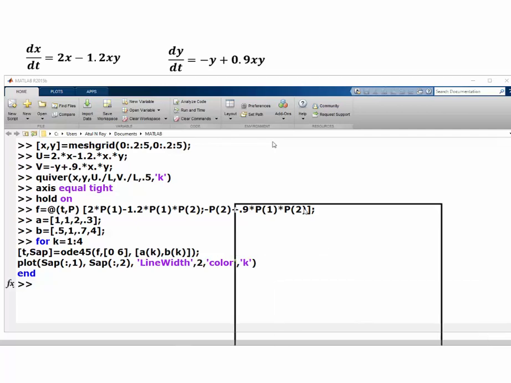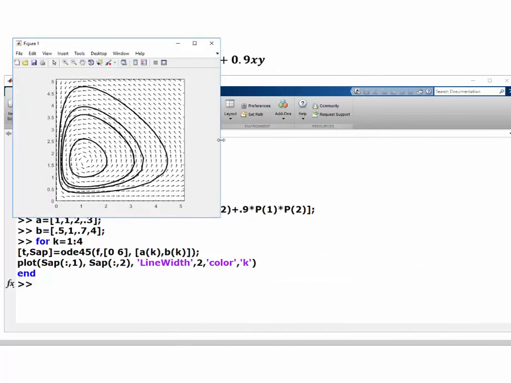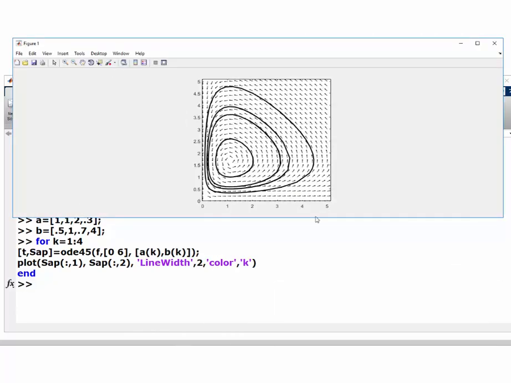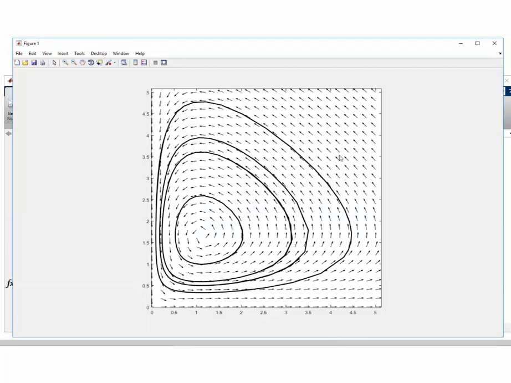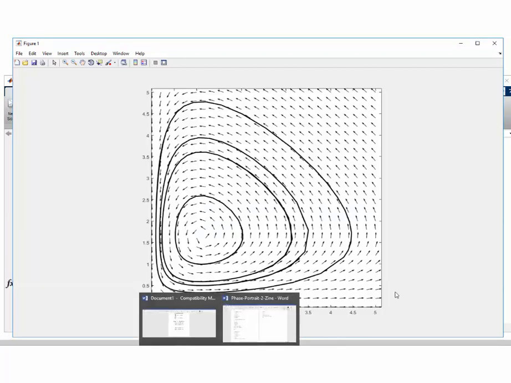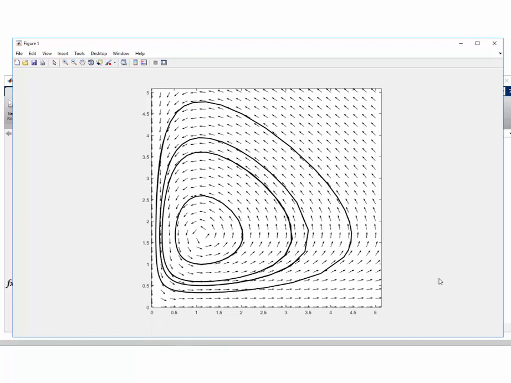We got a good phase portrait showing these four curves satisfying those initial conditions, plotted in the vector field. You can label x and y as you saw in the instructions, and just go ahead and play with it. Let me know if you have any questions.